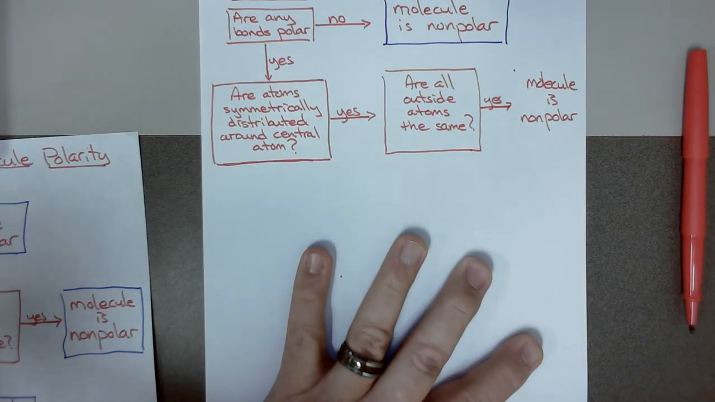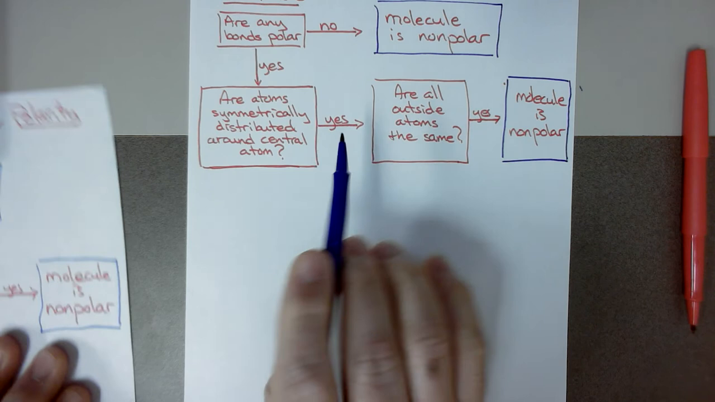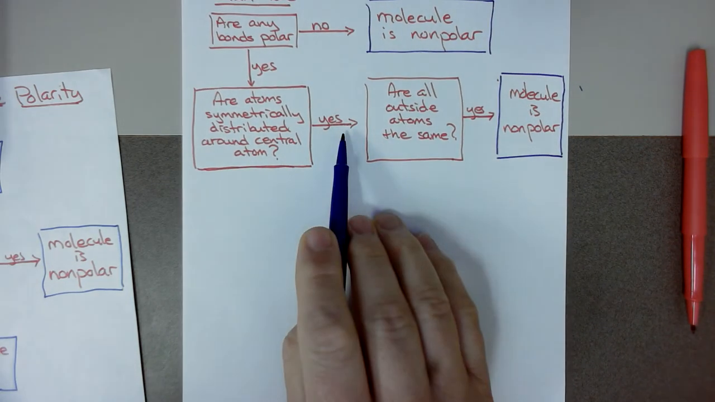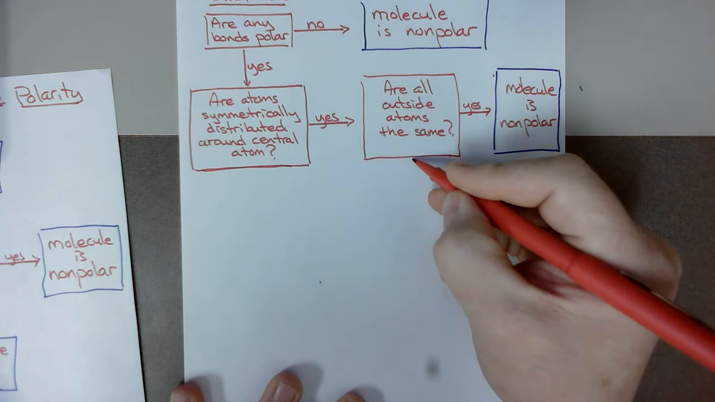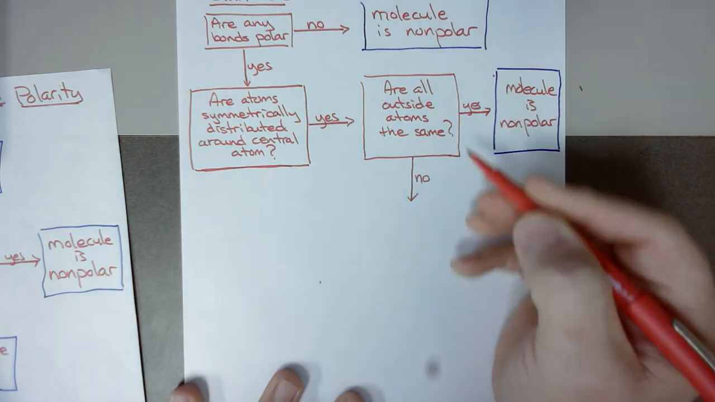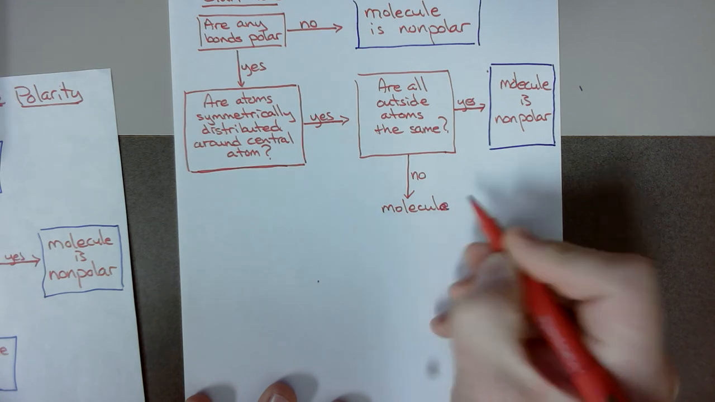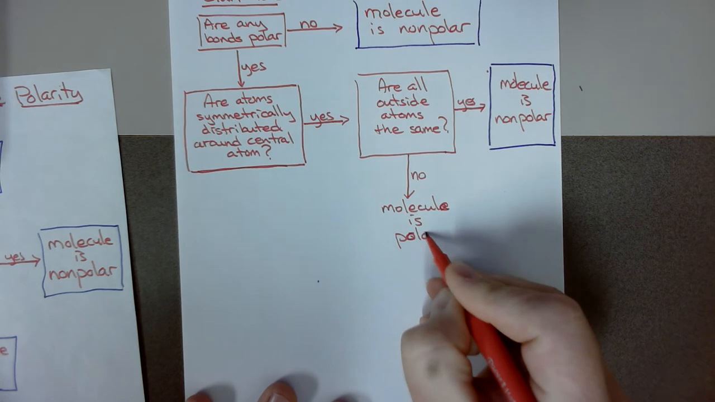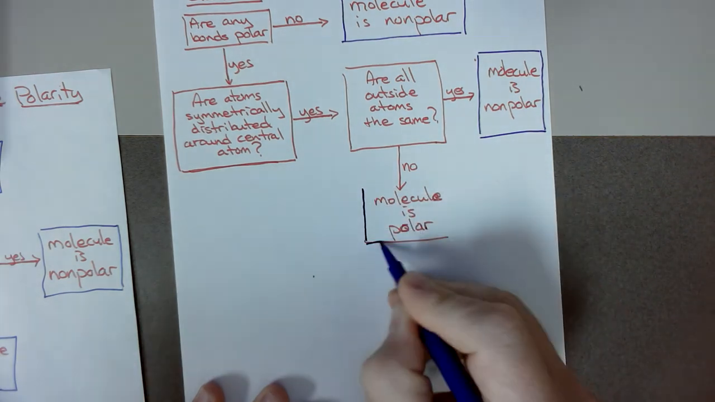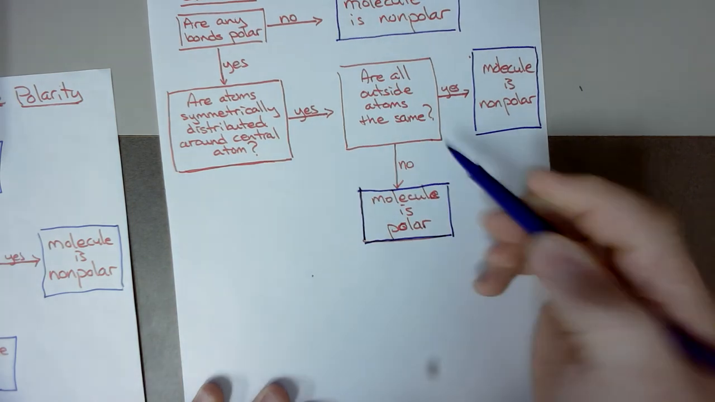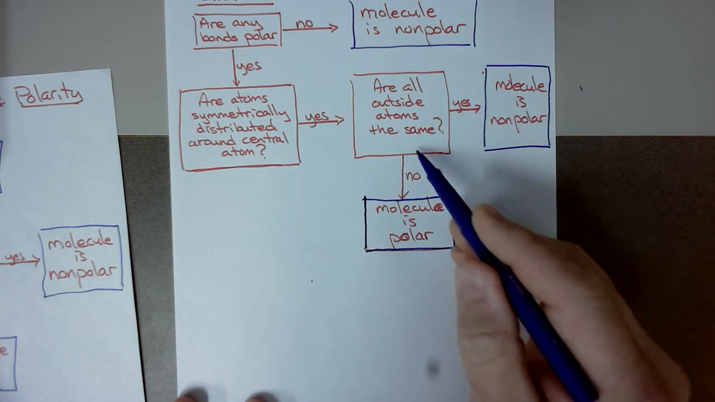And that's a decision. So again, if we see that the atoms are symmetrically distributed around the central atom, yes. Are all outside atoms the same? Yes, they're the same. The molecule is nonpolar. If the outside atoms are not the same, then the molecule is polar. So again, if all the outside atoms are the same on a symmetrical molecule, the molecule is nonpolar. If they're not the same, the molecule is polar.